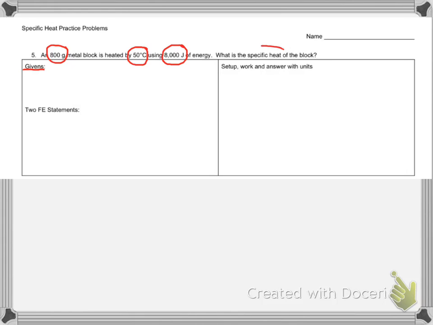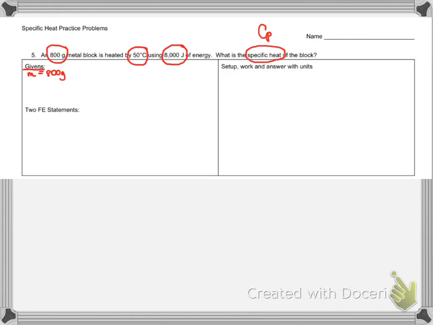What I'm looking for is the specific heat, and as you remember from the notes, the specific heat is denoted as a capital C, lowercase p. Okay, so let's write out all the givens. The unit of grams, lowercase g, tells us that it's a mass of that substance. So we're going to write down mass equals 800 grams.